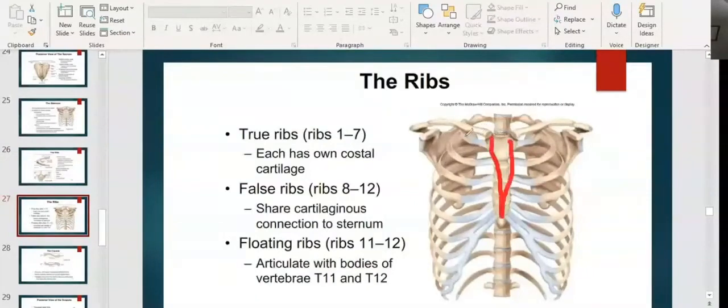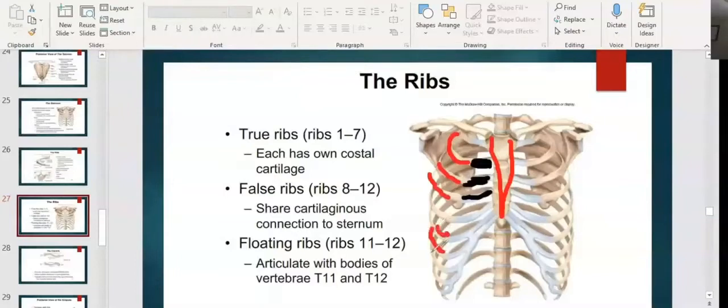So you have this rib right here coming like this, and it's going to end right there. This is the cartilage. So this rib has its own cartilage connecting it to the sternum. This one has its own cartilage, this one has its own cartilage, and those are going to be called true ribs. The false ribs are these ones right here, at the bottom, right there.